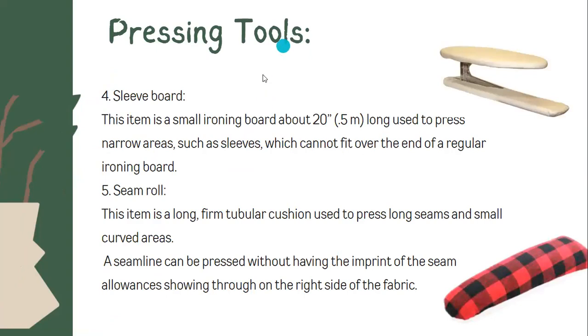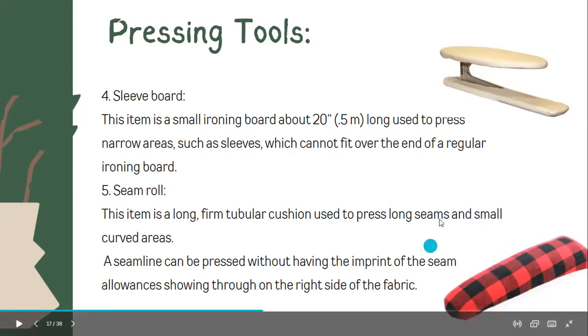The only things left are two other terms. One is the sleeve board. For example, for ironing a sleeve, there are narrow areas, so you take the sleeve and put it onto the sleeve board, and then you press it. This is not used in our homes. Obviously, it is used in the industry, the fashion industry, and also in garment manufacturing areas.